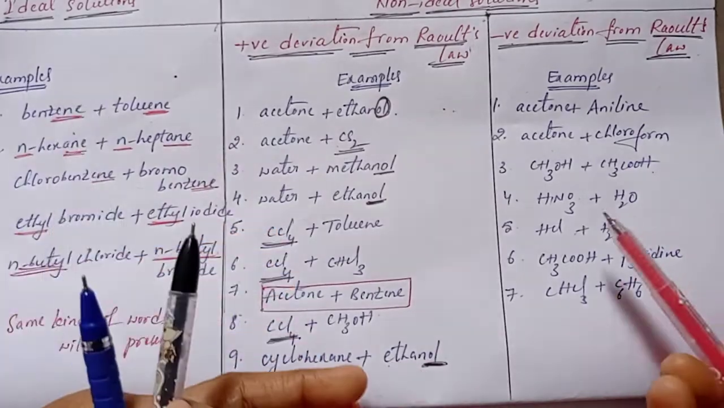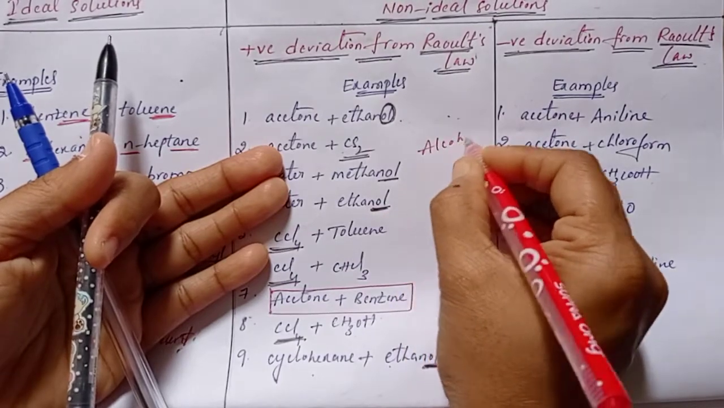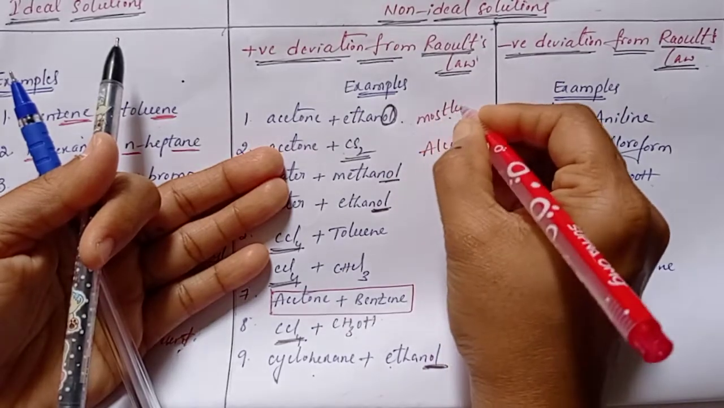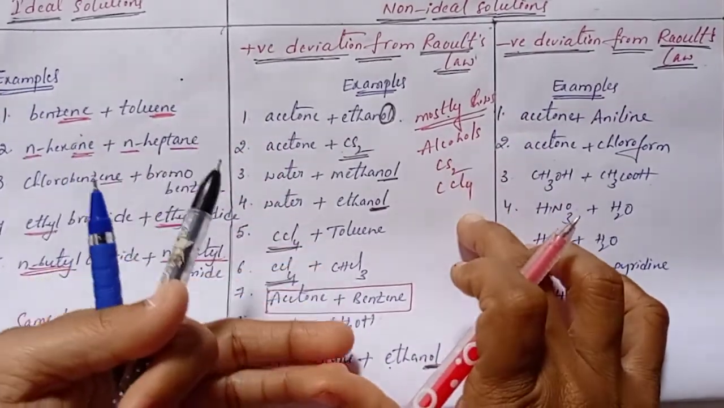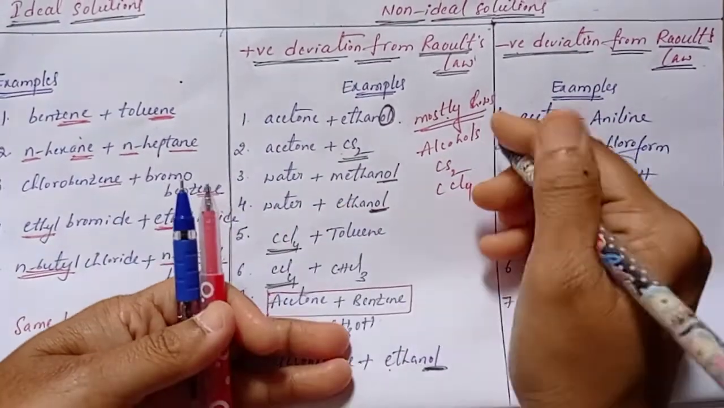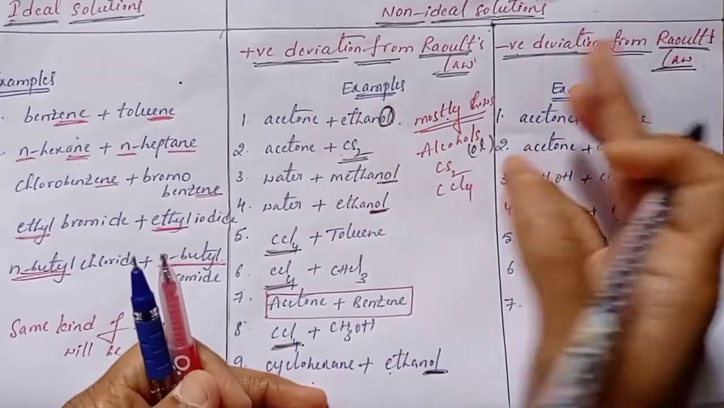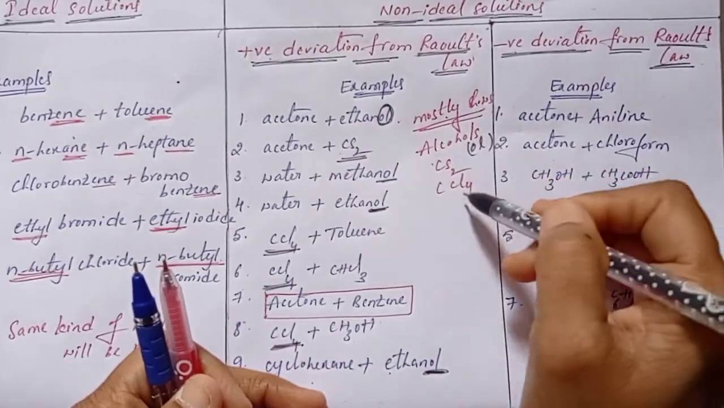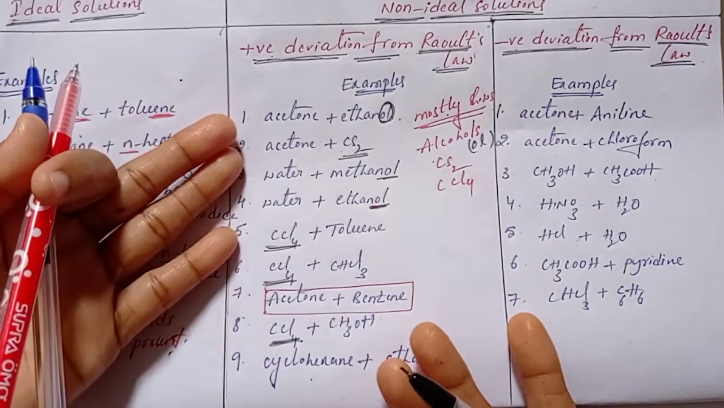Clear? Now, which are showing positive deviation mostly? Alcohols, CS2, CCl4. See, remember only these three students. Alcohols means what is the functional group? OH, we call it -ol. So in compounds where -ol is there, that is alcohol, and that is an example of positive deviation from Raoult's law. CS2 carbon disulfide, CCl4: if any one of these three examples is there, then we can easily identify it is a positive deviation from Raoult's law.